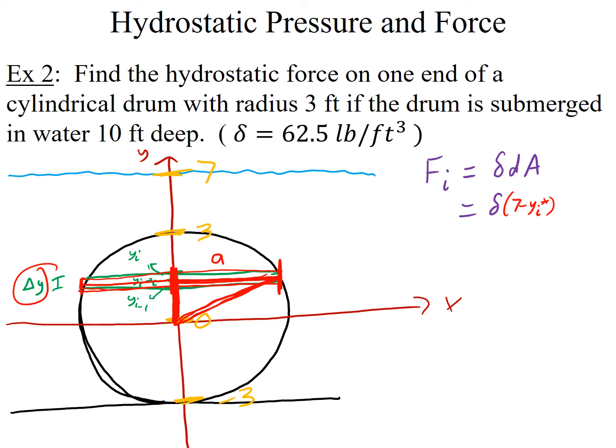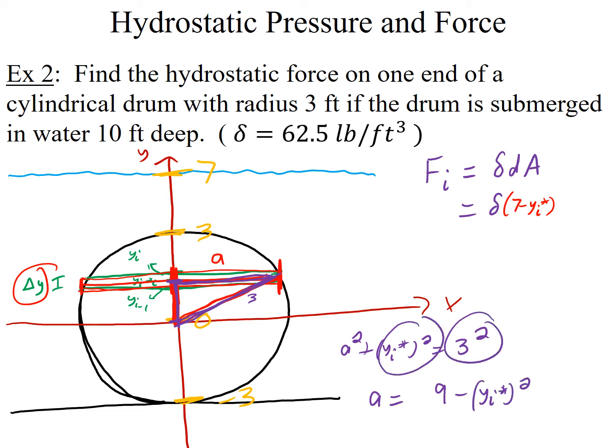The length of this purple part of the triangle, we already said that's yi star. The length of this is just the radius of the circle, that's 3. And this length here is A. So we can figure out A from the Pythagorean theorem. It's A squared plus yi star squared equals 3 squared. Okay, and then we can solve that for A. So if you solve this for A, you get A squared equals 9 minus yi star squared. Right, this is 9. You subtract over the yi star squared, you get A squared. So if you want A, you take the square root.